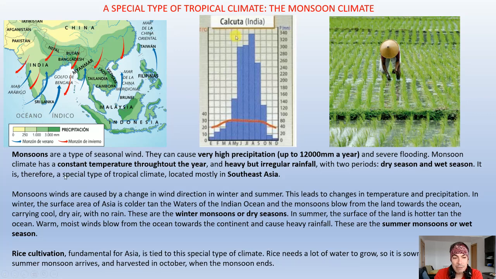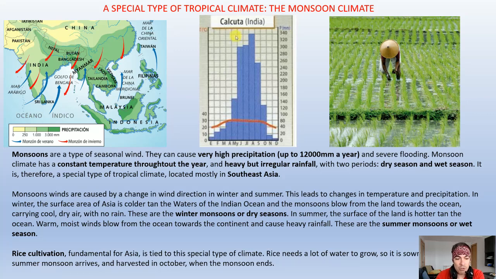The monsoon climate has a more or less constant temperature throughout the year, and heavy but irregular rainfall with two periods, the dry and the wet season. And this is a climate which is typical of the southeast of Asia. Okay, so the monsoon climate is a tropical climate, but a very extreme type of tropical climate, okay? It has a very wet season.